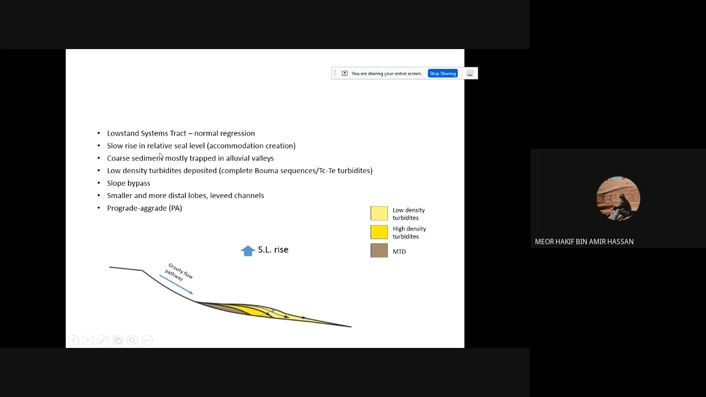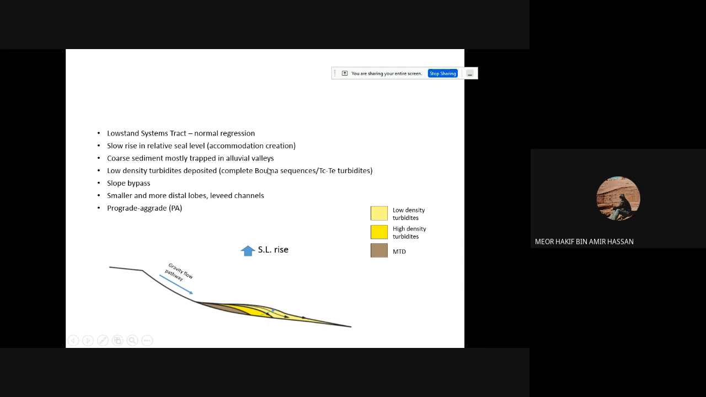During this time, coarse sediment is mostly trapped in your alluvial valleys, because you had incised valleys formed during the falling stage, right? These can be filled with lots of coarse sediment, sands and gravel. So they are trapped on the shelf. Most of the sediment that reaches the basin floor during the LST is going to be finer grained. So you get low density turbidites.